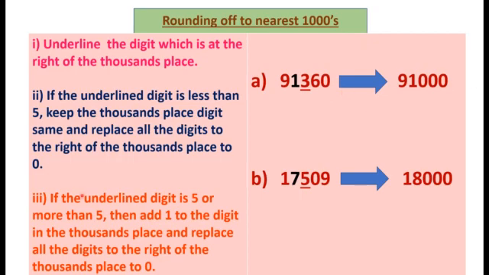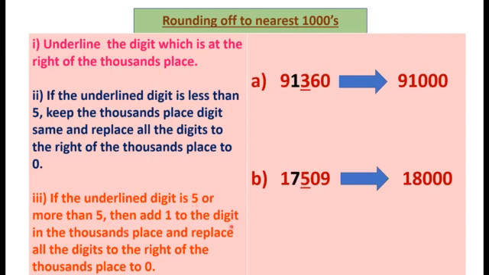Fine. So our next number is 17,509. So what is the digit at thousands place here? That is 7. So we have to underline the rightmost digit of this thousands place digit, that is 5. So we have underlined here, and we find that 5 is according to our condition. Okay, if the underlined number is 5 or more than 5. So we find here it is 5.